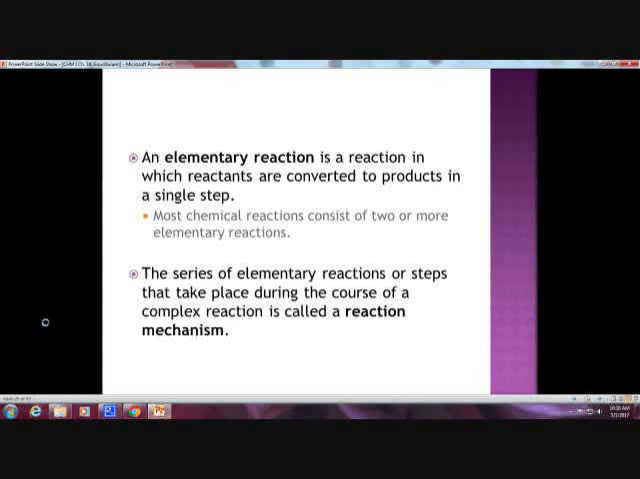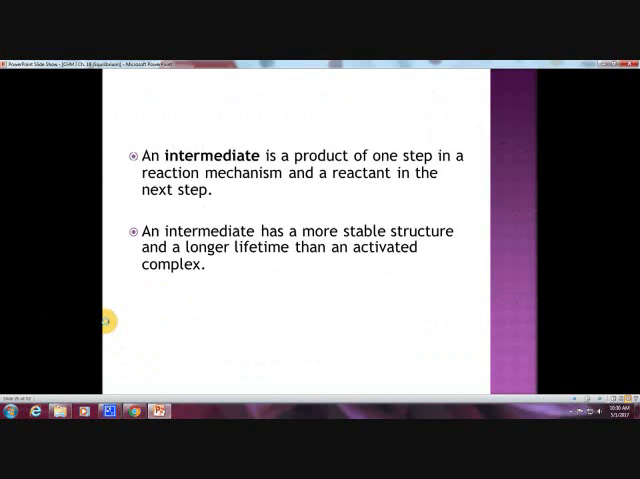This is where it starts to look like Hess's law. This series of elementary reactions, or steps that take place, we call the reaction mechanism. So it's a lot more complex than what we see to our eyes. Did everybody write down their 2 for the line?